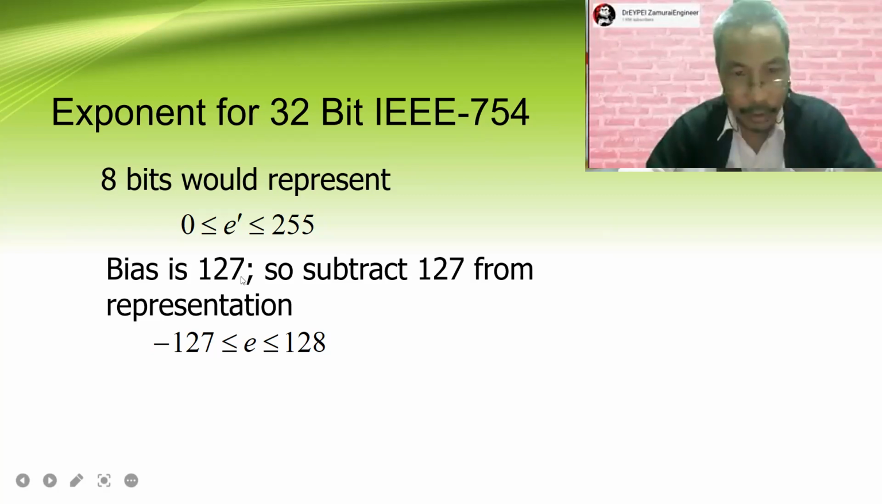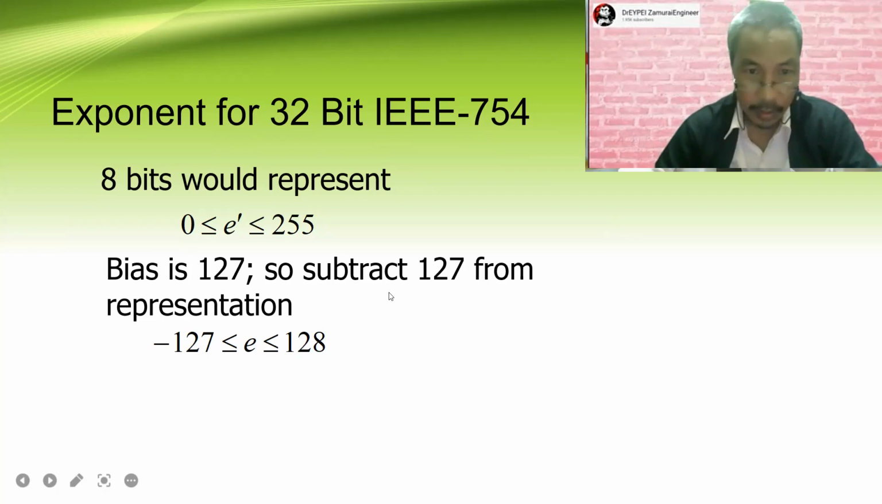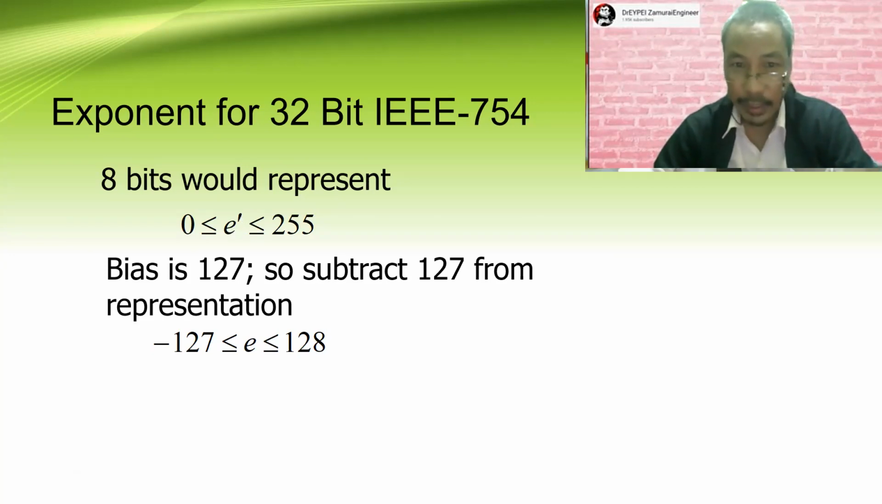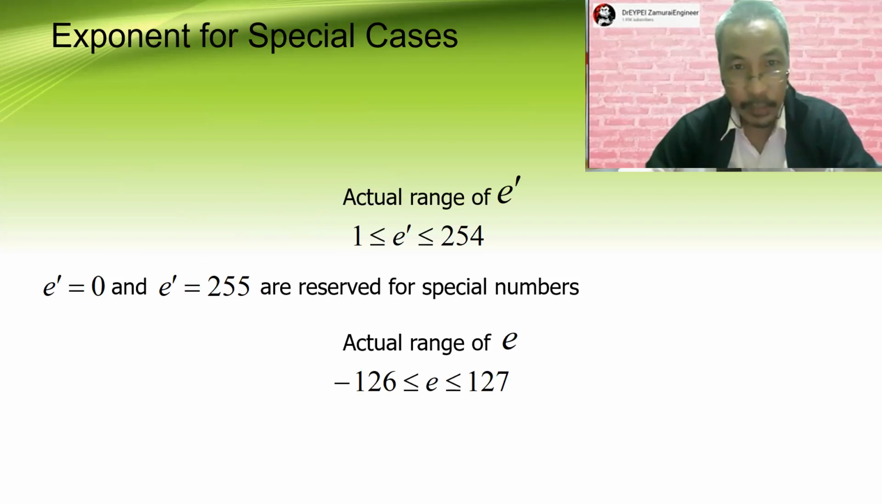Bias is 127. So, subtract 127 from this representation. Okay? So, we have this bias, meaning E prime. E prime is our biased exponent. So, for the exponent, for special cases, the actual range of E prime is from 1 to 254.